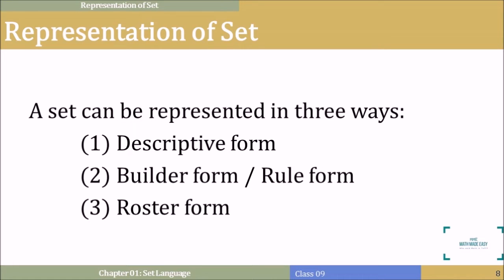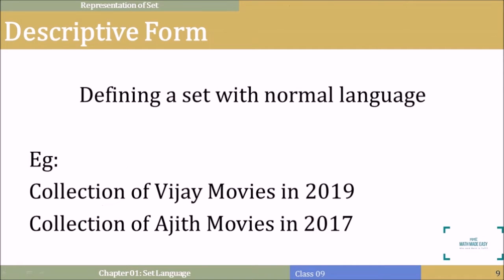So a set can be represented in three ways. The first one is descriptive form, the second one is set builder form or set rule form, and the third one is roster form. We'll discuss one by one. So we'll move on with the descriptive form.